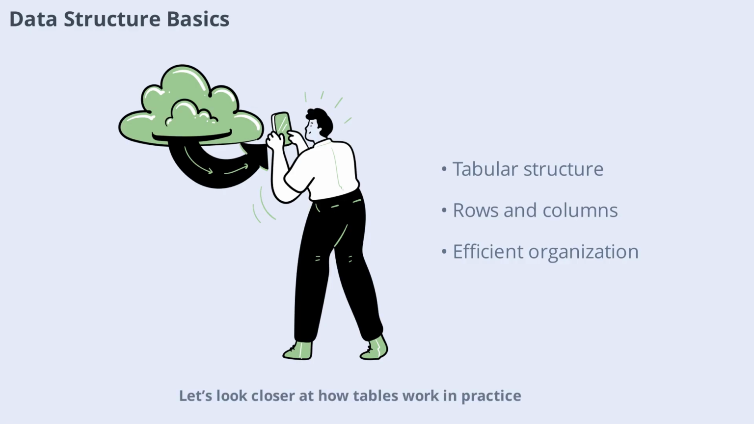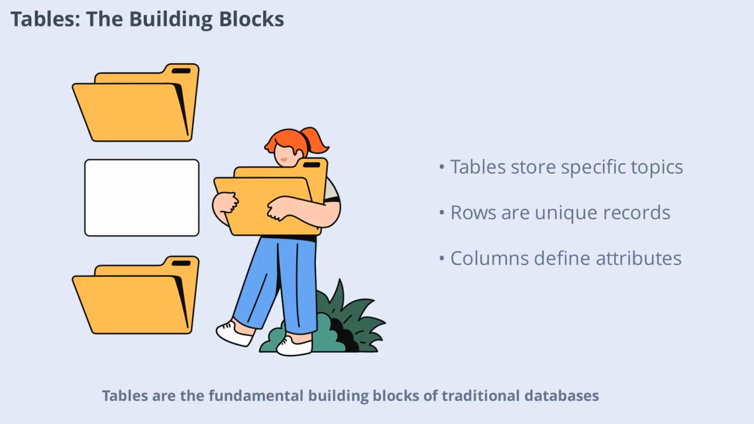Let's look closer at how tables work in practice. Tables are the fundamental building blocks of traditional databases. Each table is designed to store data about a specific topic, such as customers, products, or transactions. Within a table, each row is a unique record, and each column holds a particular type of information, like a name, date, or price. This clear separation of data types helps maintain order and consistency. By organizing data into tables, databases can quickly retrieve and update information as needed.